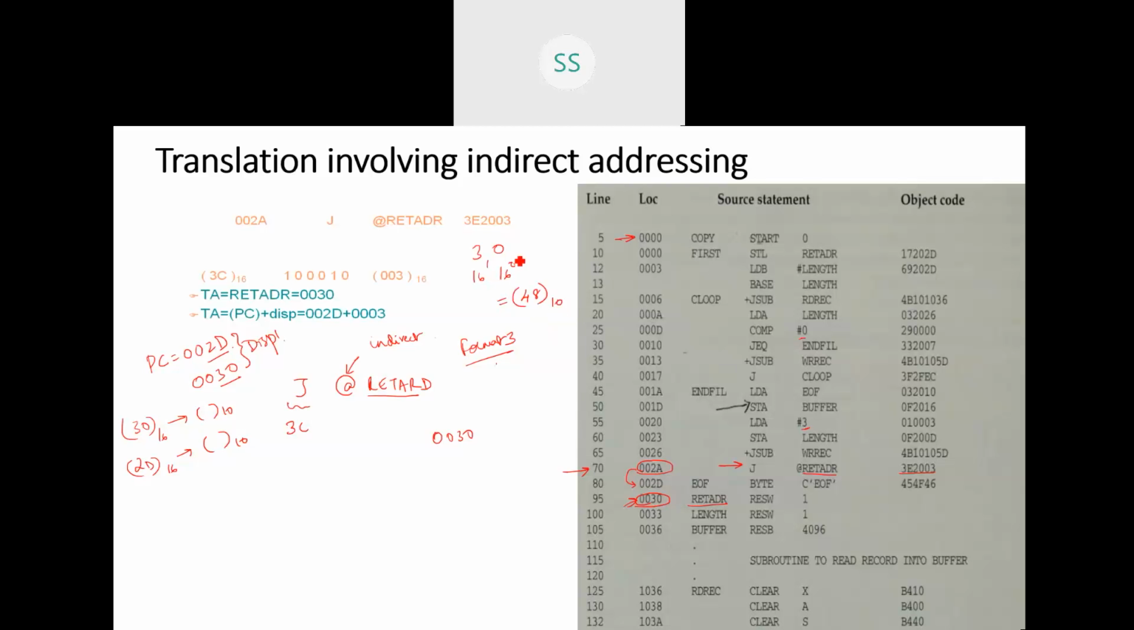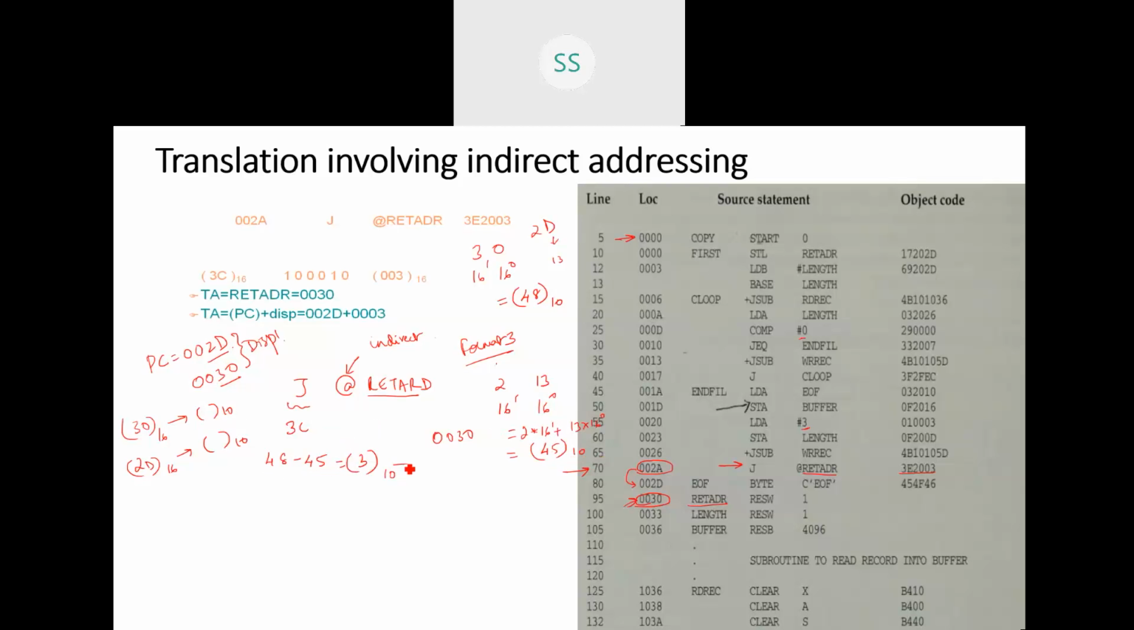Now if I take 2D, D stands for 13. So again, with 16 raised to 0 and 16 raised to 1, which we discussed yesterday for converting hexadecimal to decimal: 2 into 16 raised to 1 plus 13 into 16 raised to 0. So you get the value 45, also in base 10. So what is the difference between the two? 48 minus 45 will give me the value 3 in base 10.